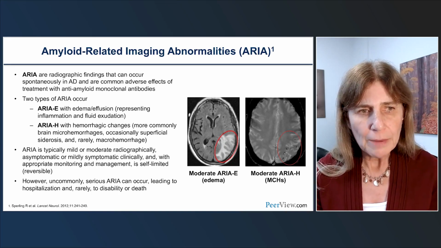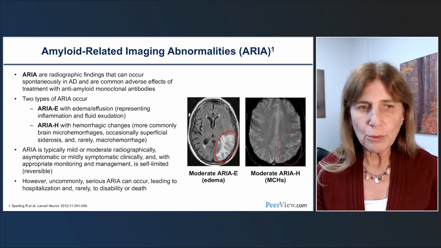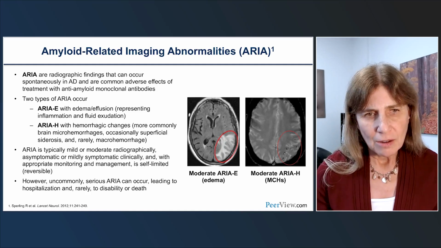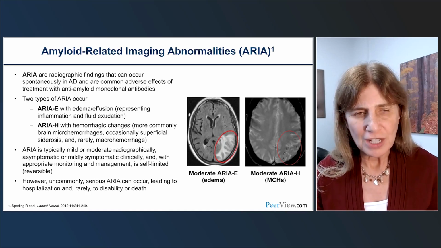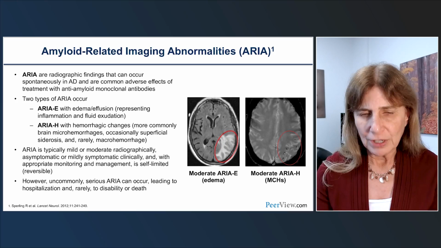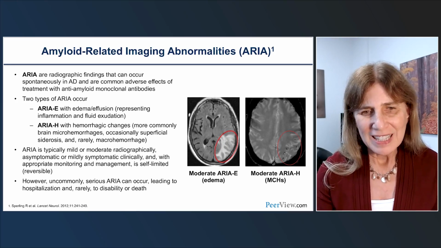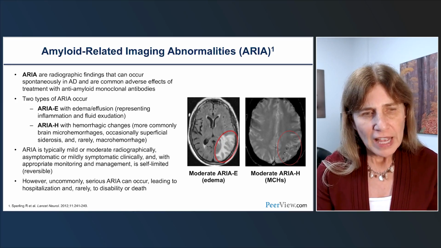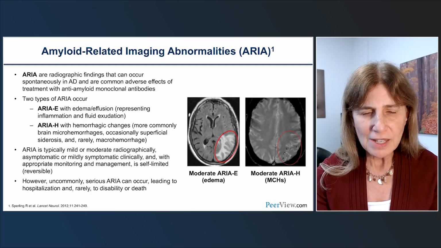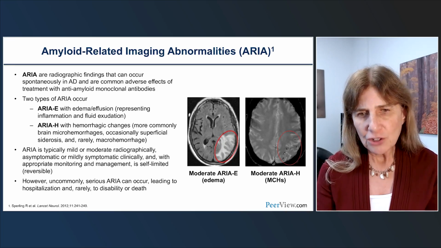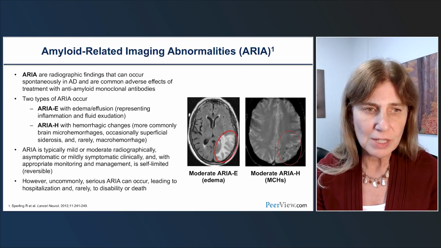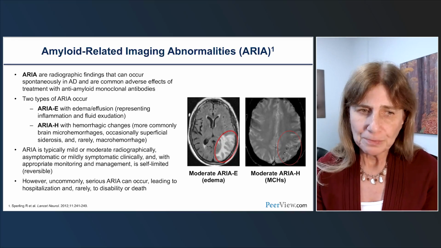There are 2 types of ARIA. ARIA-E, which stands for ARIA with edema or effusion, represents some inflammation and fluid exudation into the brain parenchyma. You see an image of moderate severity ARIA-E on MRI. And then ARIA-H, which really represents, for the most part, spots of bleeding, microbleeds, generally asymptomatic. Occasionally, there's bleeding on the surface of the sulcus, and this is superficial siderosis, and rarely macrohemorrhage.